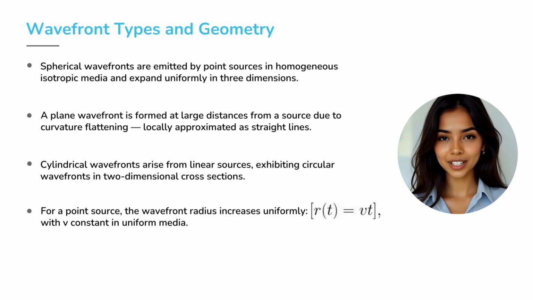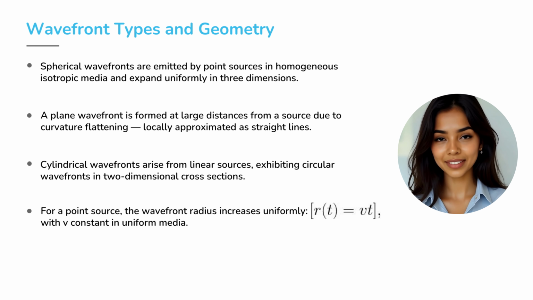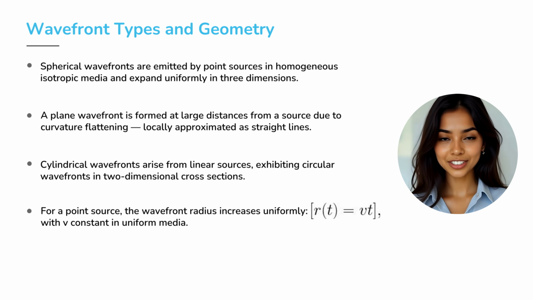Think of standing very far from a fireworks explosion. The light rays entering your eyes appear nearly parallel like flat waves, even though they actually came from a point. Then, there are cylindrical wavefronts, which emerge from sources that are more like lines than points. Picture a stretched out sparkler. Wavefronts here are circles in cross-section, like ripples spreading out in two dimensions.